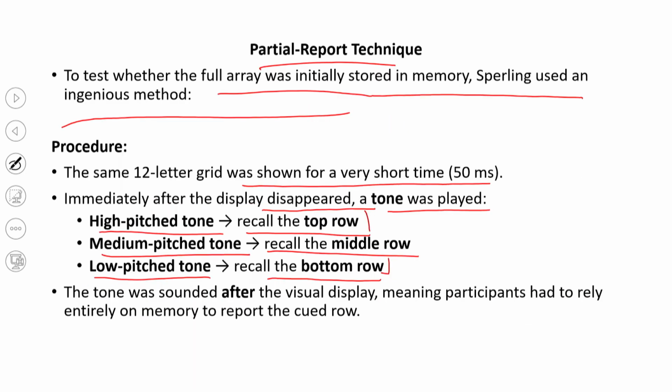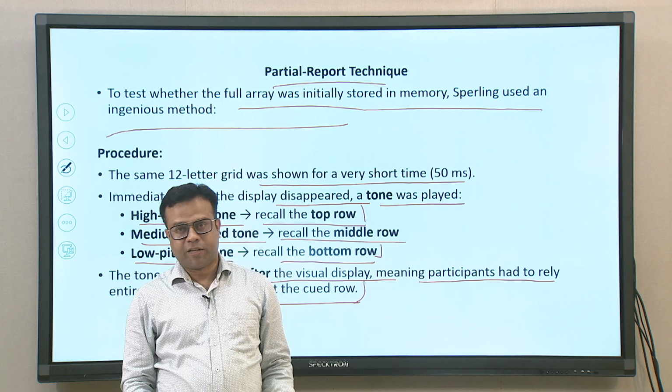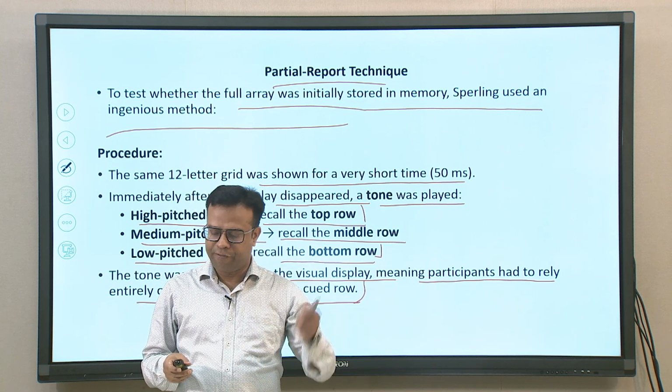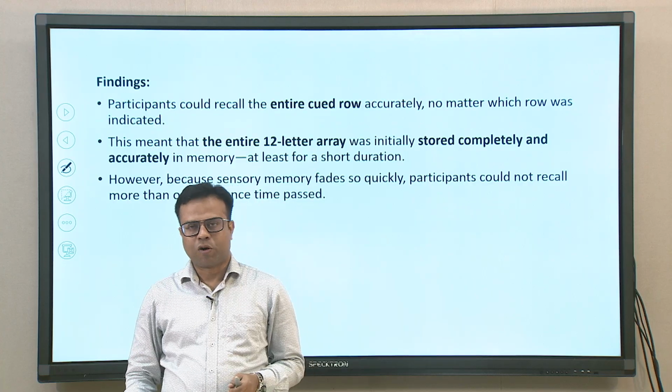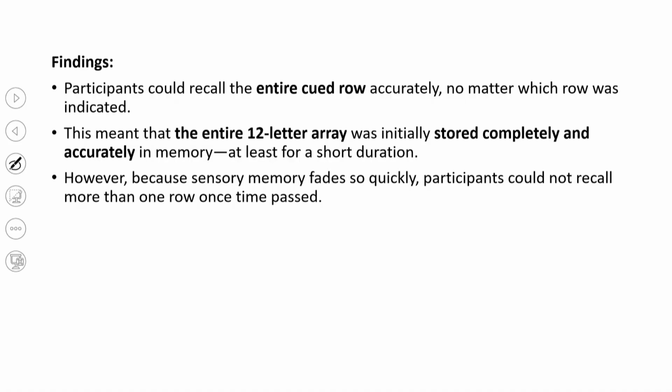The tone was sounded immediately after the visual display, meaning participants had to rely entirely on memory to report the cued row. What was the finding here? Participants could recall the entire cued row accurately, no matter which row was indicated. This time he found they could easily report whatever row was asked of them, top row, middle row, bottom row, the entire row.